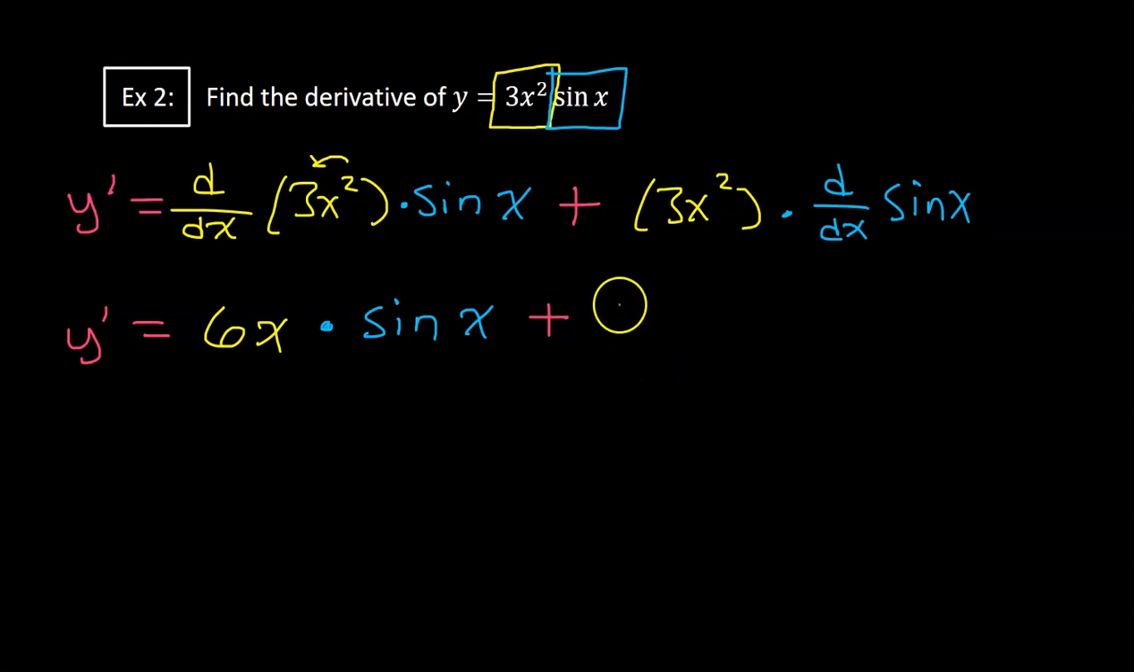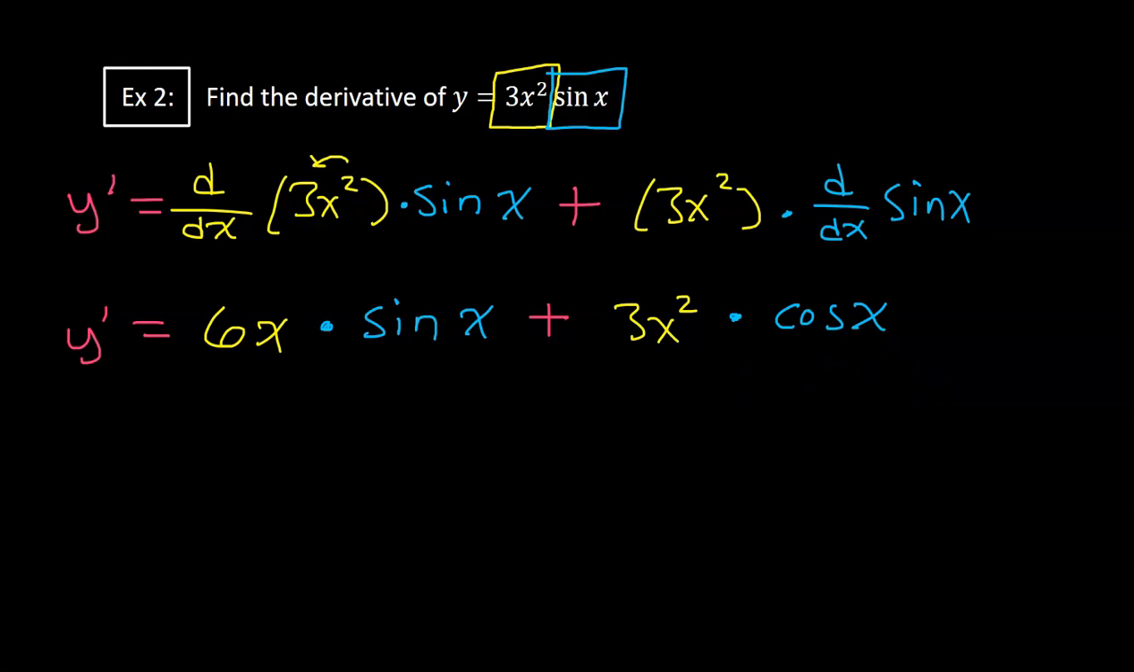And right now the 3x squared is unchanged. There's no d dx. So we've learned that the derivative of sine is cosine. So we will simply have cosine x right now. So that is it for the calculus. Now we're just going to simplify this down a tiny bit.